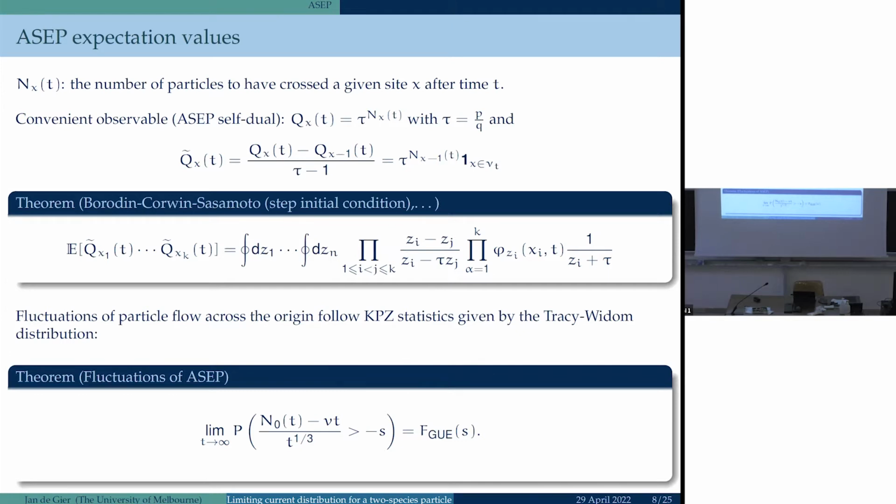You want to use it to compute observables, and for ASEP there's a useful one that gives nice results. For example, you're interested in the current, the flow of particles, which is this N_x(t). This is the number of particles that have crossed a given site x after time t. And you'd like to know, yes?